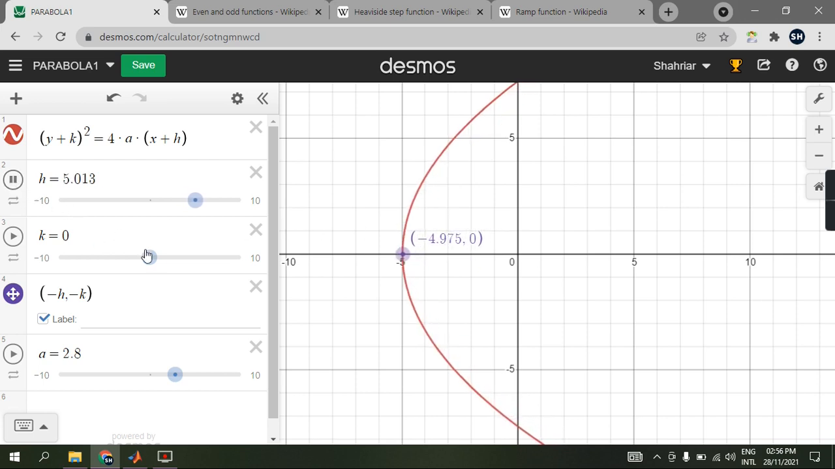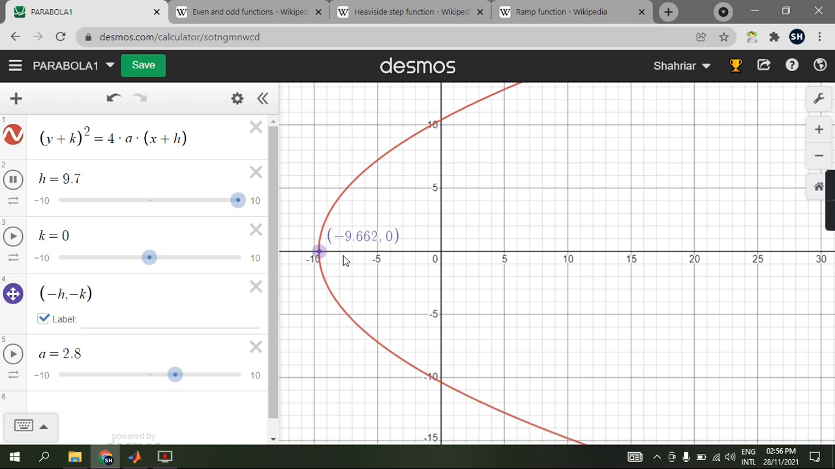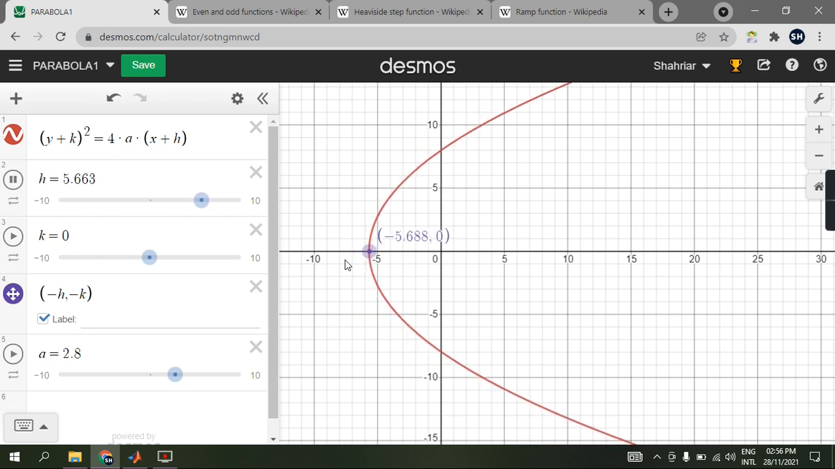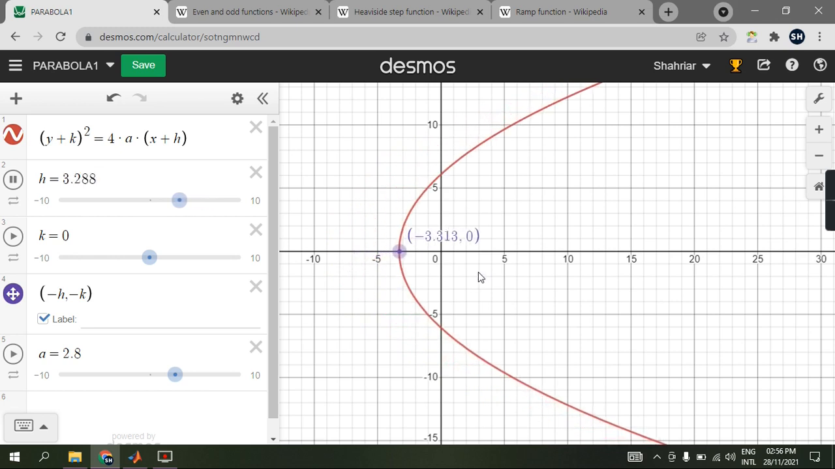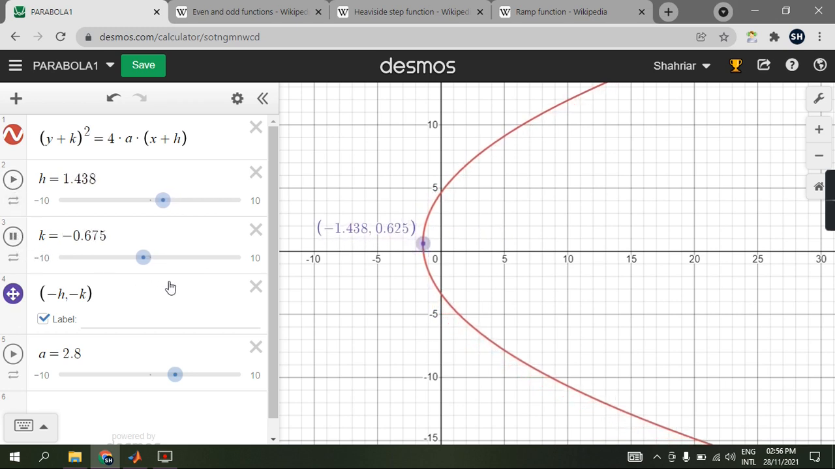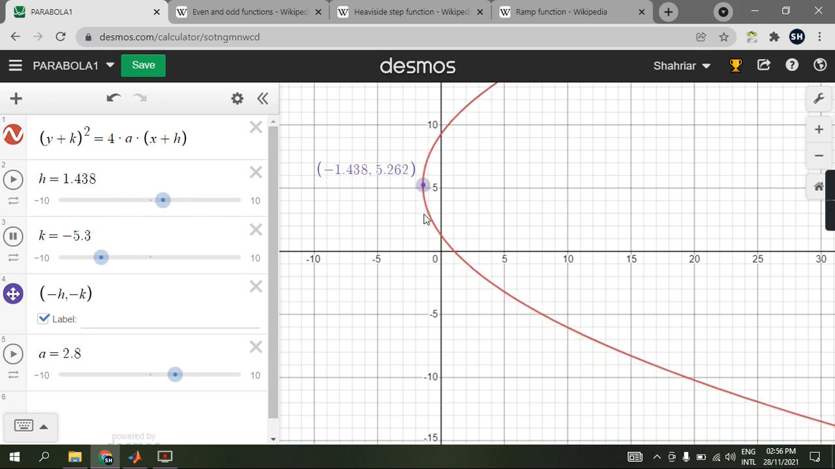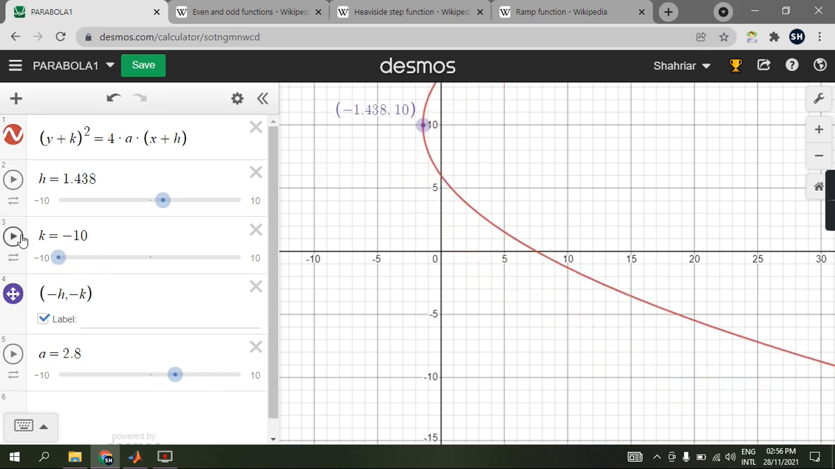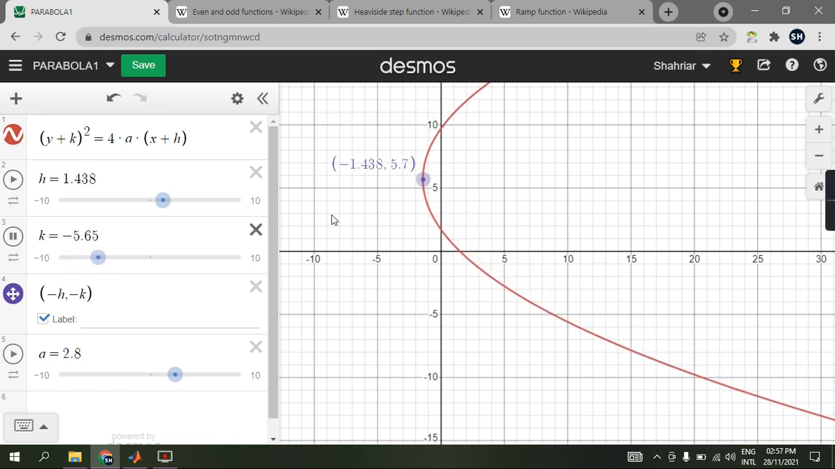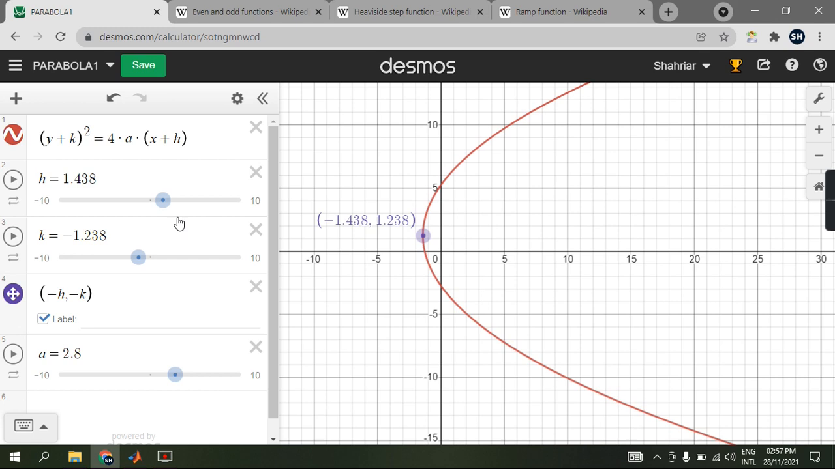So we can see that when we increase the value of h, the parabola is going towards the left, and when you are decreasing the value of h, the parabola is shifting towards the positive direction of the x-axis. And similar things also go for the value of k. When you are decreasing the value of k, the parabola is shifting upwards, and when we are increasing the value of k, just like now, the parabola is shifting downward. So this is the basic shifting operation.